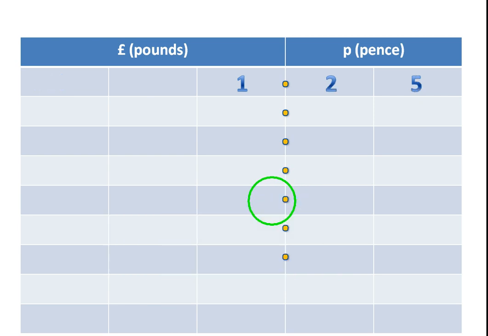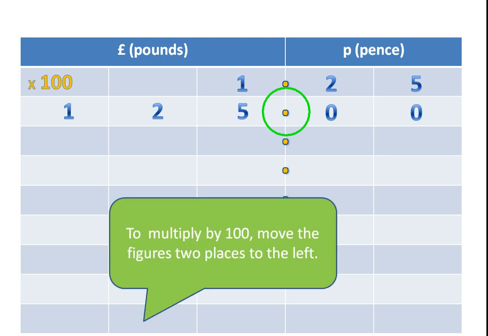Now some of you actually managed to move on to multiplying by 100, and we'll just see that that involves the same kind of process. If we start off with £1.25, if we multiply by 100 we don't just move the figures one place to the left, we move them two places to the left, so that we end up with £125. So a little summary of that is shown in the panel below. To multiply by 100, move the figures two places to the left.